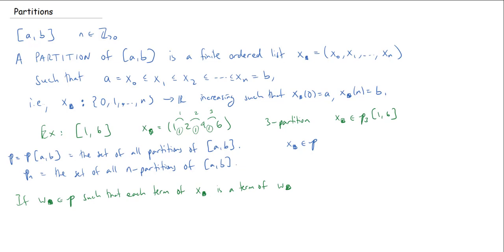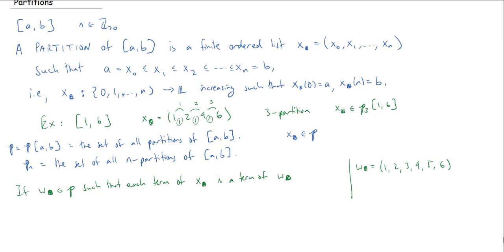So, for example, when I'm looking at 1, 2, 4, 6, and then maybe I have a W, it's got to have the 1, and, well, let's see, what if it just had 2, 3, 4, 5, and 6? So now every term in X, 1, 2, 4, 6, is a term in W. So that's the situation I'm looking at.